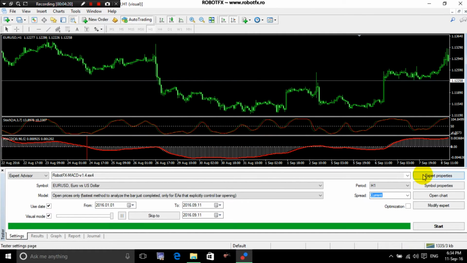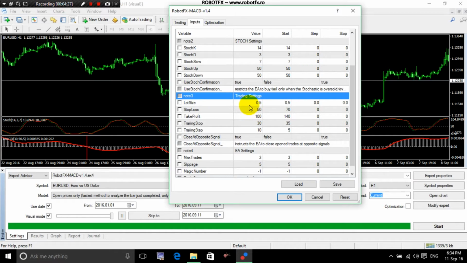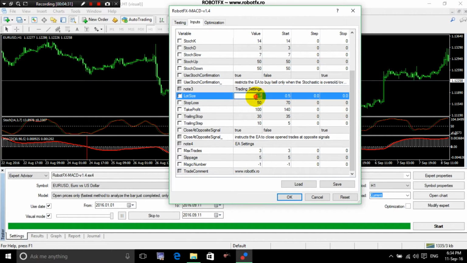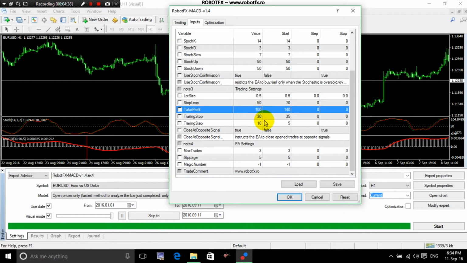That's about the MACD and the stochastic, and these are the only two things used by the Expert Advisor to trade. Other things that you can customize within the settings, well, the lot size, of course. The stop loss, this is an Expert Advisor that doesn't hedge. It uses the classic stop loss and take profit levels.